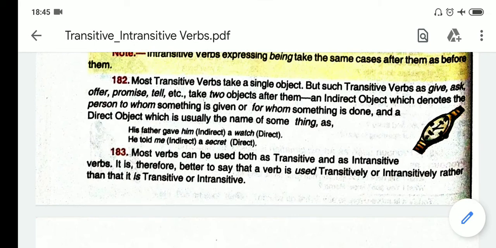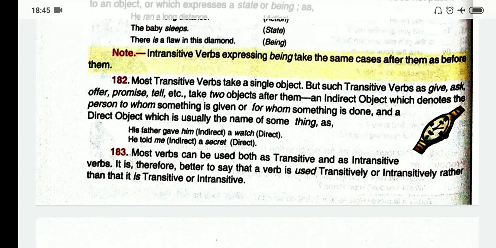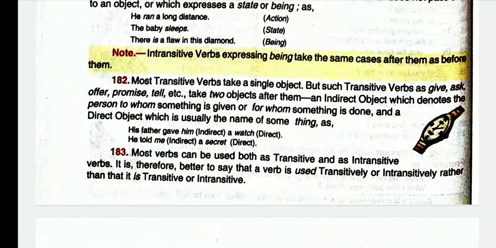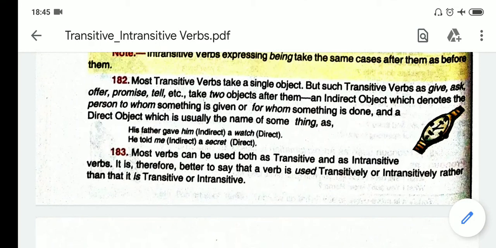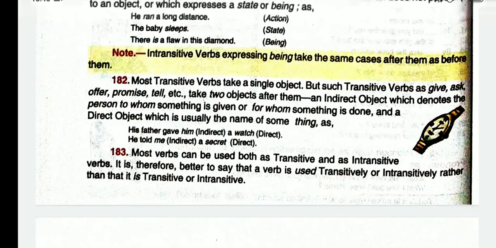And to whom it is given? To whom, as you can see, what is an indirect object? The definition: indirect object which denotes the person to whom something is given. So to whom is the watch being given? Him. So him is the indirect object.